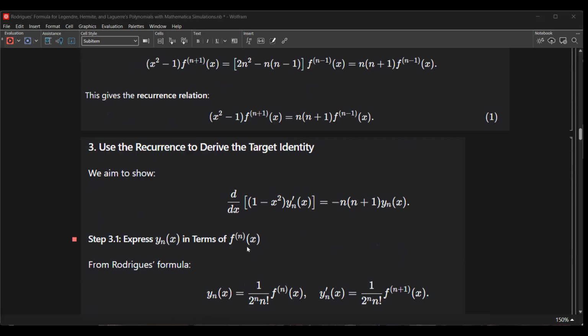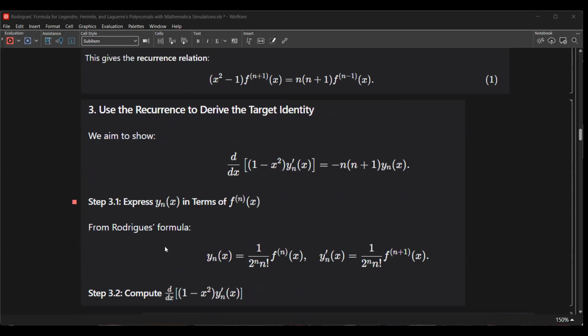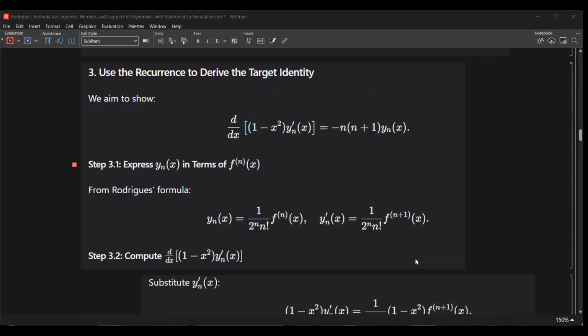y_n(x) in terms of f(x), the n-th derivative of f(x). So from Rodrigues' formula, y(x) is equal to 1 over 2 to the n factorial times the n-th derivative of f(x). Then we have the derivative of this, y prime(x) equal to 1 over 2 to the n factorial. So this is a constant, so no worry about its derivative here. So we increase the derivative order: the (n+1)-th derivative of f(x).